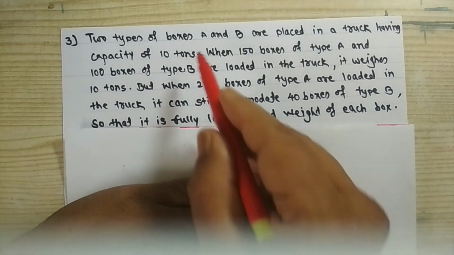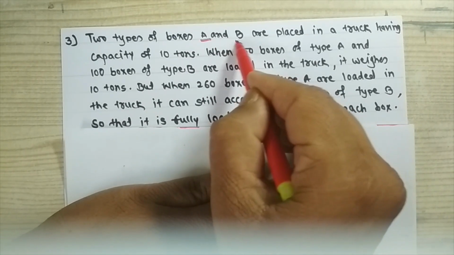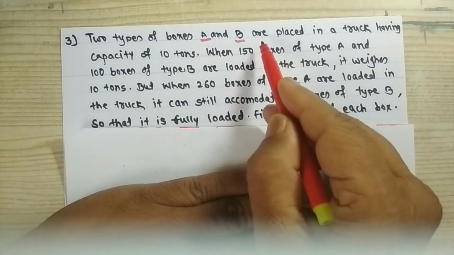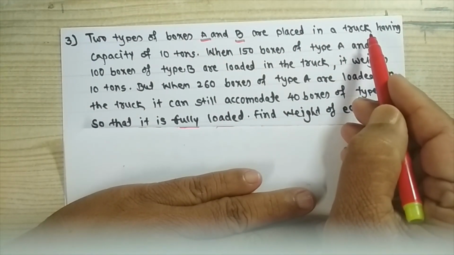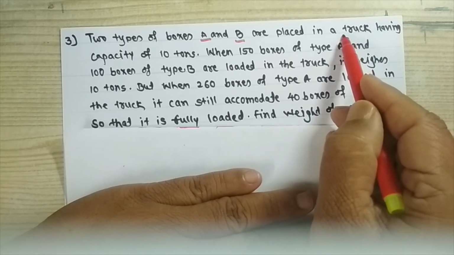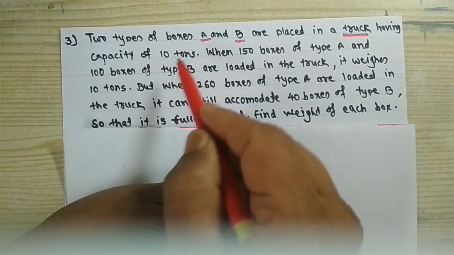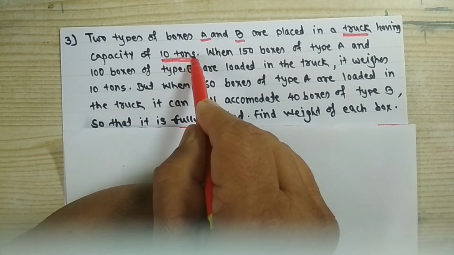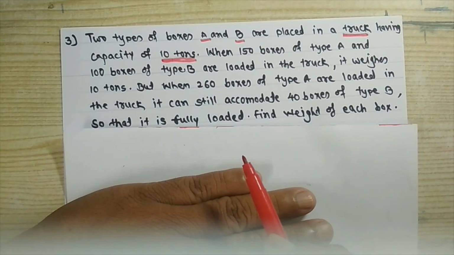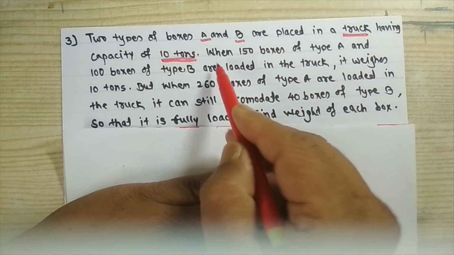Two types of boxes, A and B, are placed in a truck. We have to put these boxes in a truck. We know the truck has a capacity of 10 tons. The capacity of that truck will be 10 tons, meaning the maximum load we can put in that truck will be 10 tons.